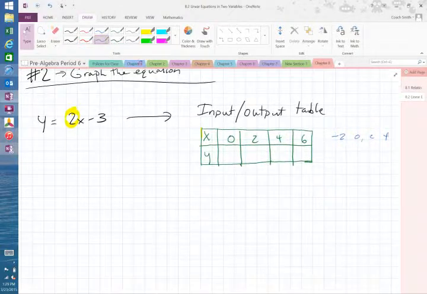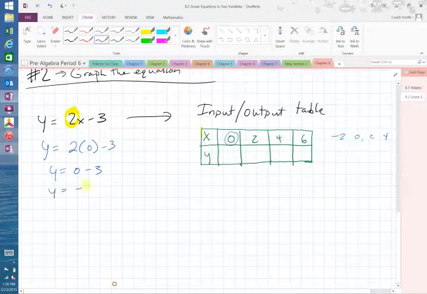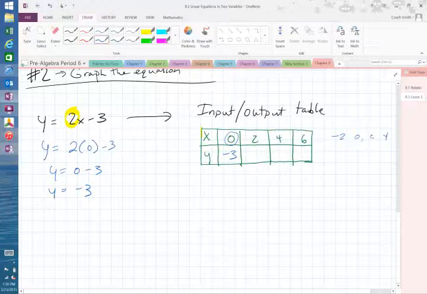So what I'm going to do is I'm just going to plug in that 0 for my x. Y is equal to 2 times 0 minus 3. Well, what is 2 times 0? 0. So I have y is equal to 0 minus 3, which means y is equal to -3. Does anybody not understand why it's -3? Okay, so that goes in my y output. Okay, then do what?